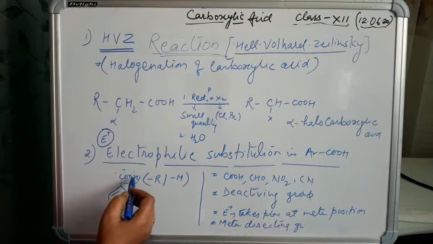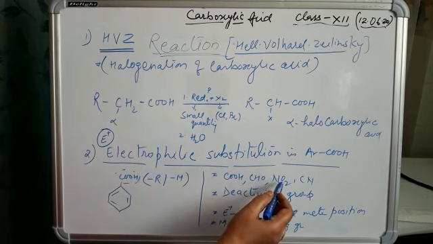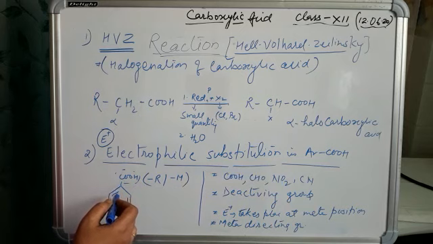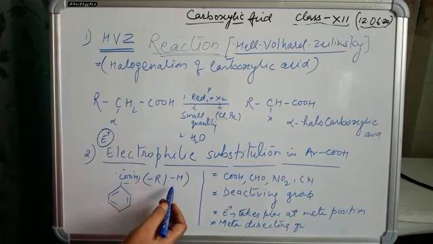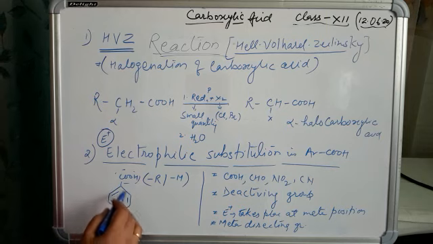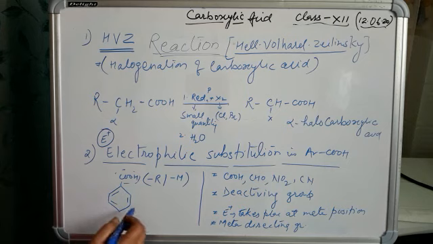We should know about the presence of these groups. If COOH, CHO, NO2, CN groups are present on the ring, these groups are minus R or minus M in nature, so they decrease the electron density on the ring. In that condition, the electrophile substitutes at the meta position, so it is also known as a meta directing group, deactivating group, and so on. See here the electrophilic substitution reaction.